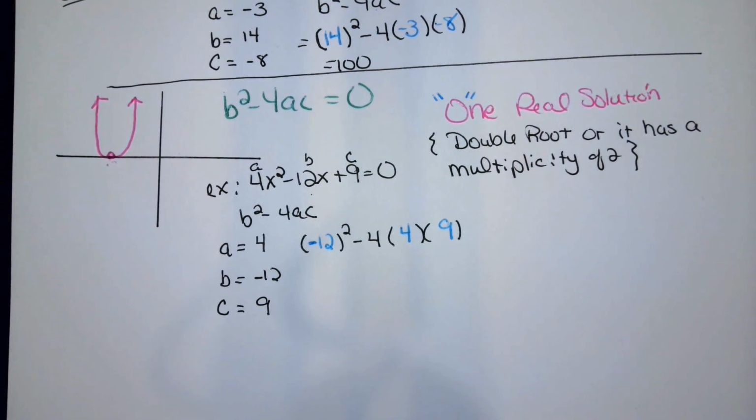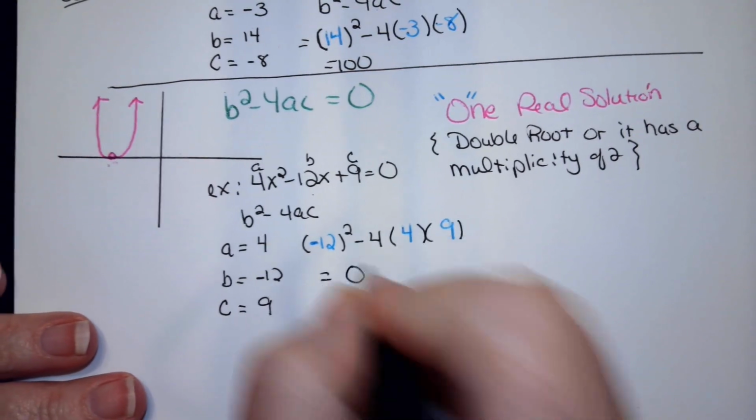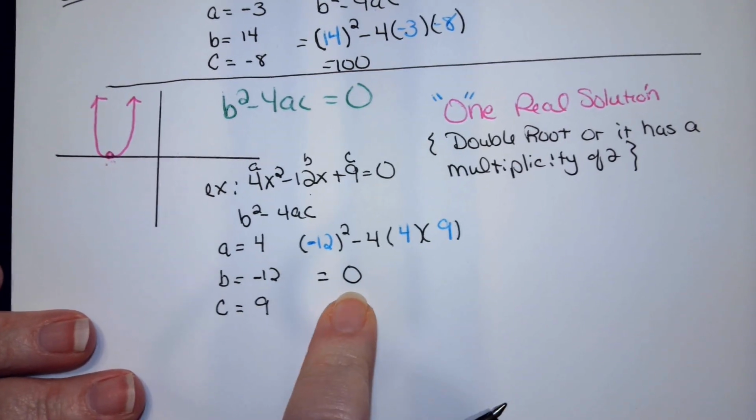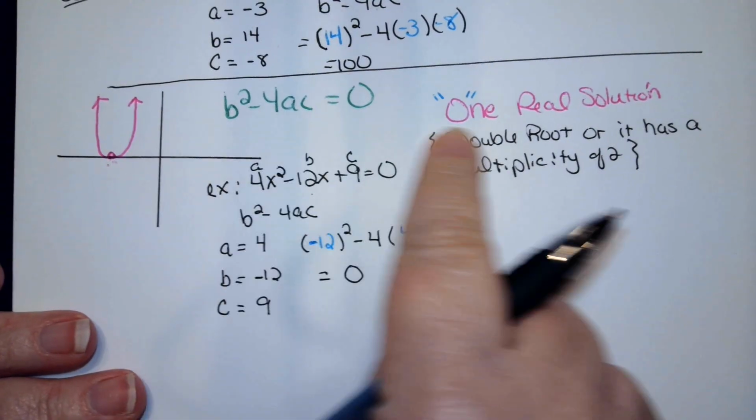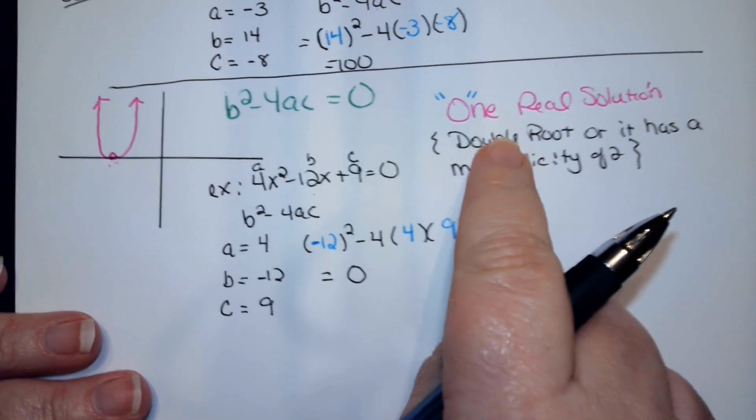Putting that in the Desmos, we get 0. So when your discriminant is 0, that lets us know you're only going to have one real solution, and that one solution is being used twice.